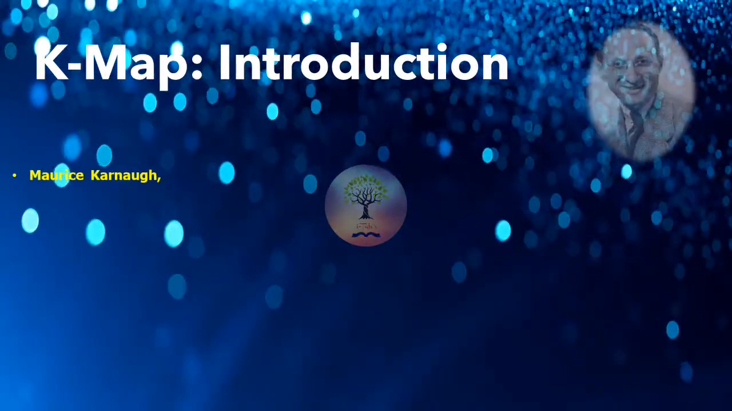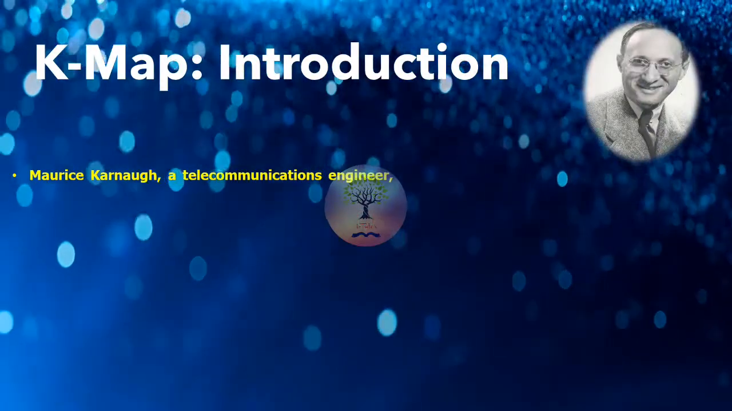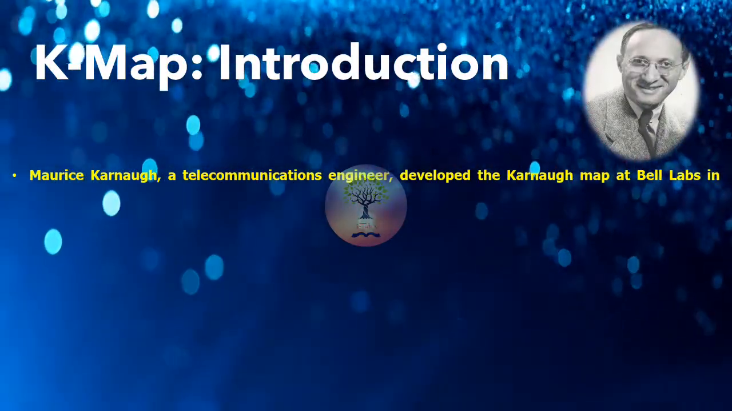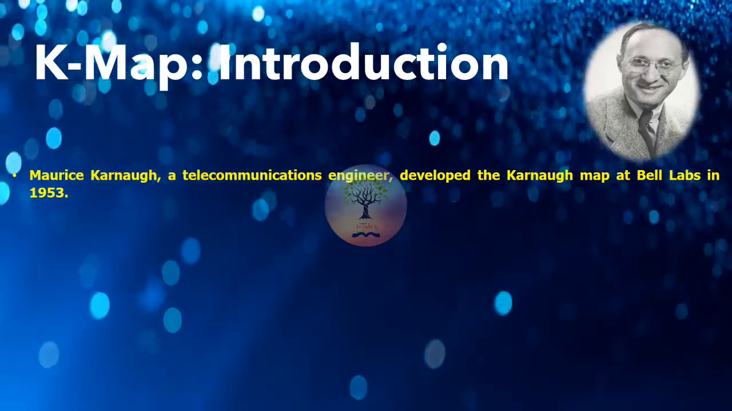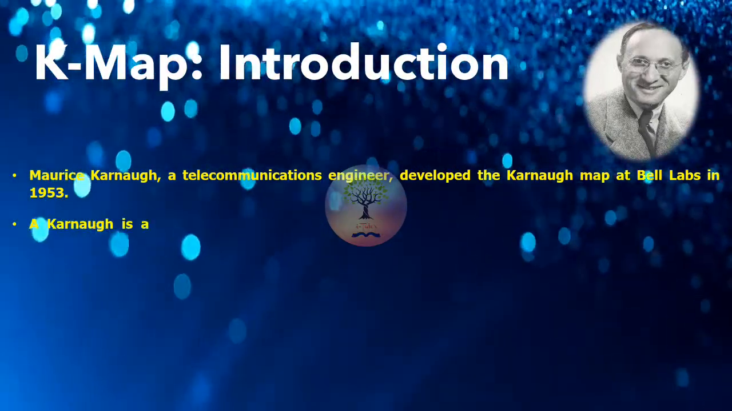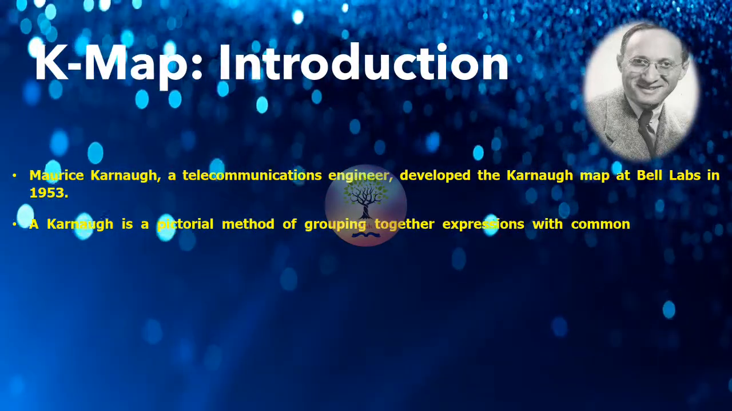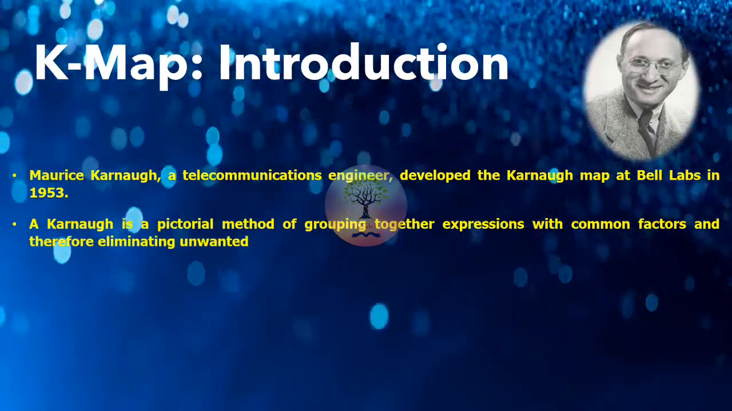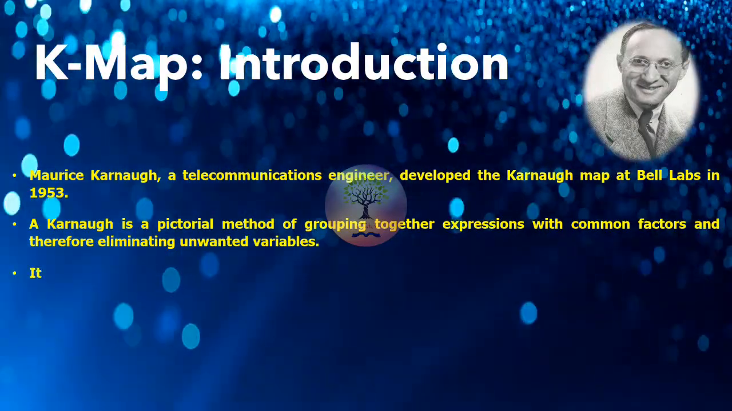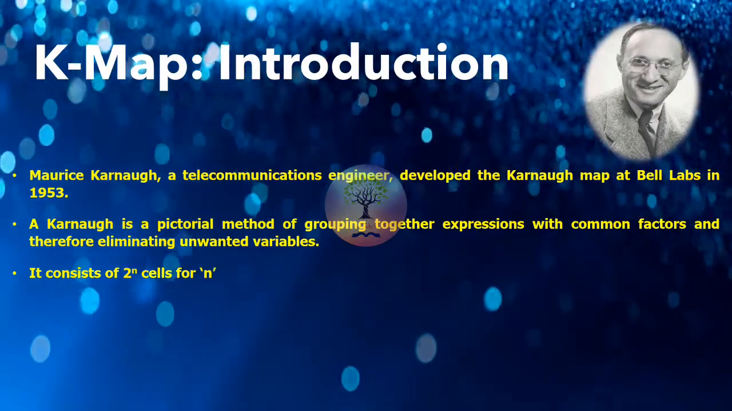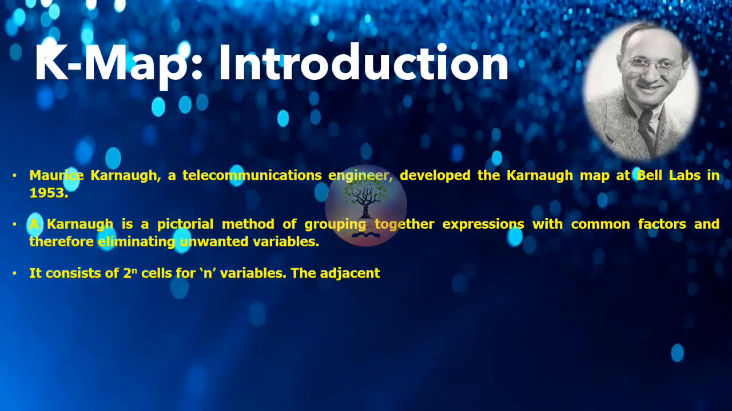KMap Introduction. Maurice Karnaugh, a telecommunications engineer, developed the Karnaugh map at Bell Labs in 1953. Karnaugh is a pictorial method of grouping together expressions with common factors and therefore eliminating unwanted variables. It consists of 2 power n cells for n variables. The adjacent cells differ only in a single bit position.